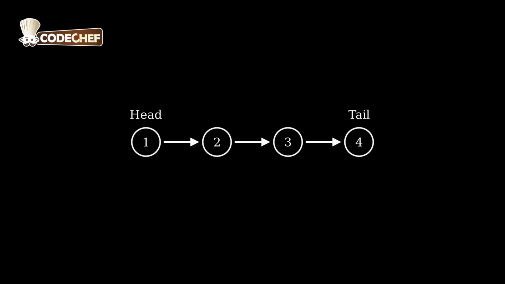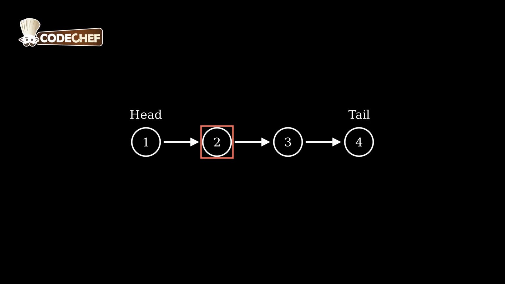Welcome to CodeChef. Today we are going to learn about deleting a node at any position in a linked list. A linked list is a linear data structure where each node points to the next one. In this video, we'll learn how to delete a node at any position.